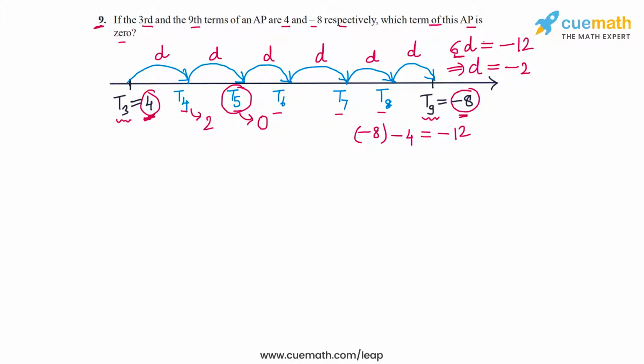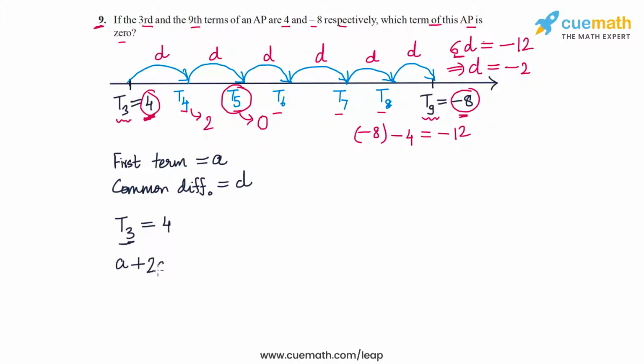But now let me show you how to write out the solution more rigorously if it were to come on a test or an exam. So we will start by assuming that the first term of the AP is A and the common difference is D. Now we're given that the third term is 4. So let's first make use of this fact. So T3 is equal to 4. Now let's use the expression for the nth term of an AP. So T3 in terms of A and D can be written as A plus (n minus 1)D. So n is 3, so n minus 1 is 2. So A plus 2D is equal to 4.